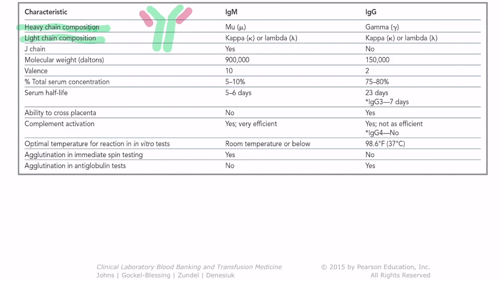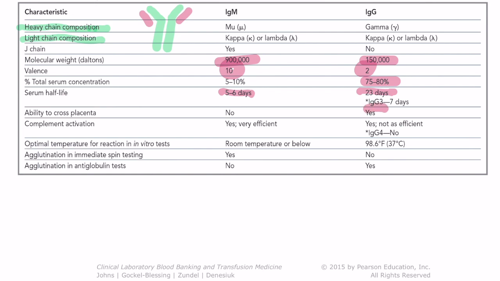Okay, so what else do we want to remember from here? We know IgM is huge. Comparing those, valency, 10 versus 2. Total concentration, IgG, we have the most of it. Half-life is kind of fun. 5 to 6 days versus 23. Again, that's not something you have to memorize for the test.